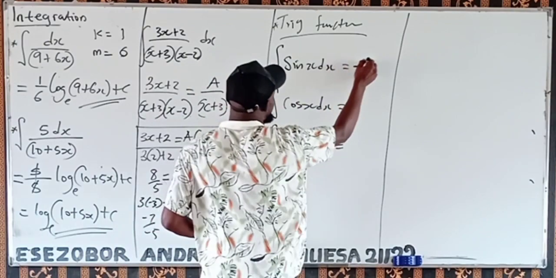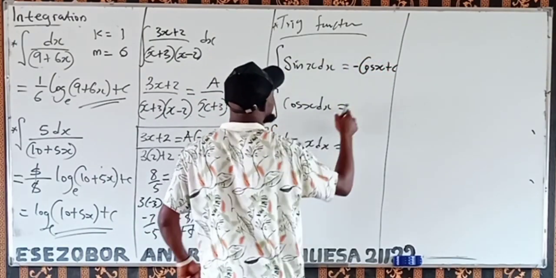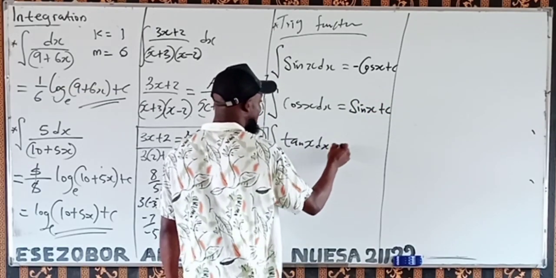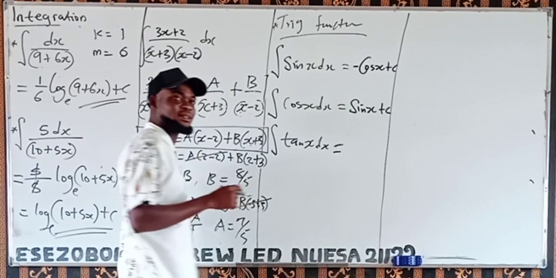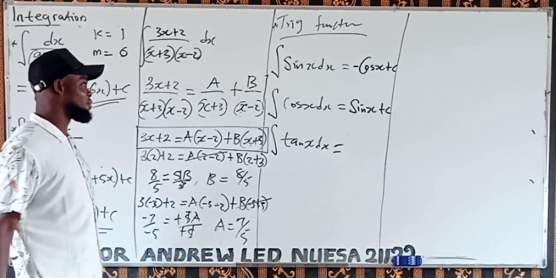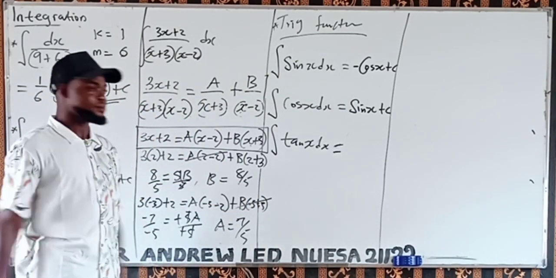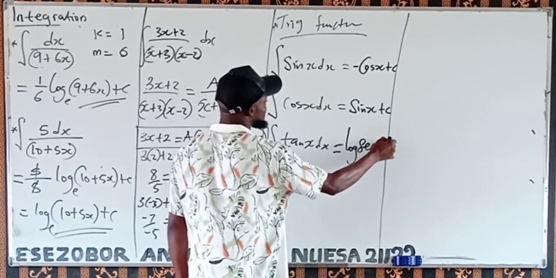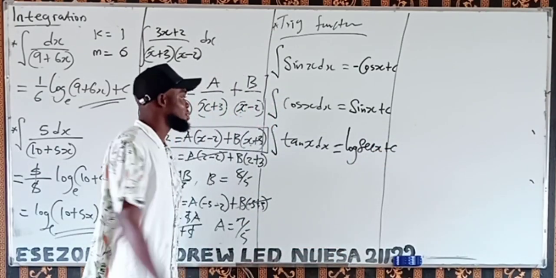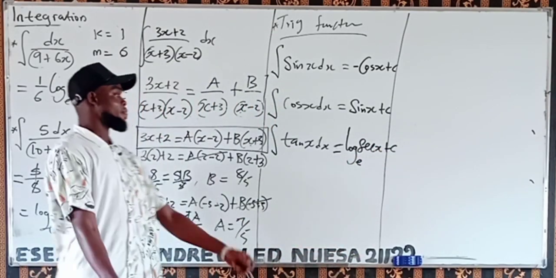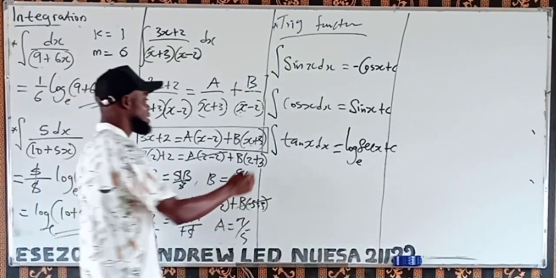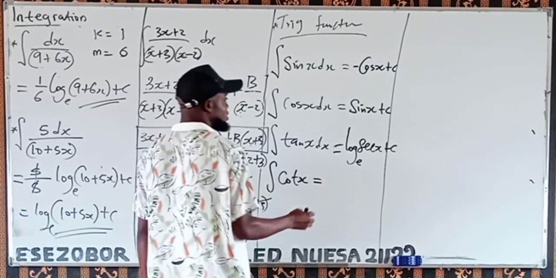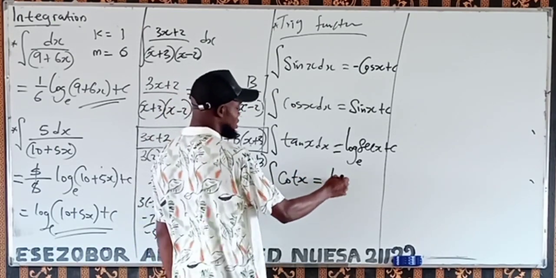For sin X, I'm going to have minus cos X plus C. For cos X, I'm going to have sin X plus C. For tan X, I'm going to have something very lovely: log to base E of sec X plus C. That's what I'm going to have, log to base E of sec X plus C. Then, if I integrate cos X, that's how it is. I'm going to have log E.